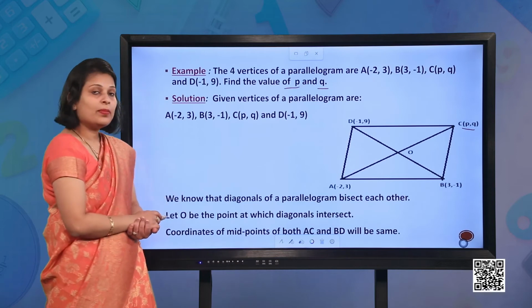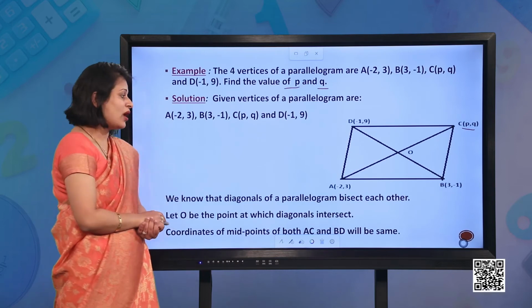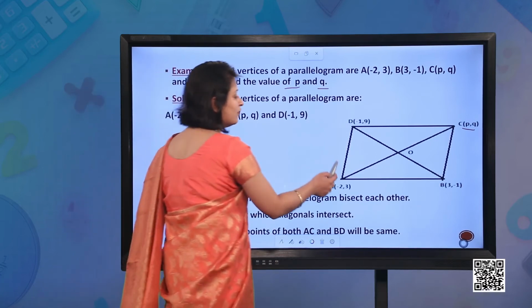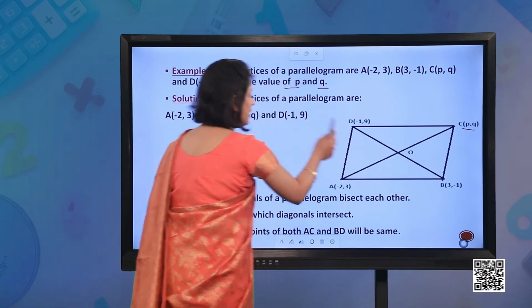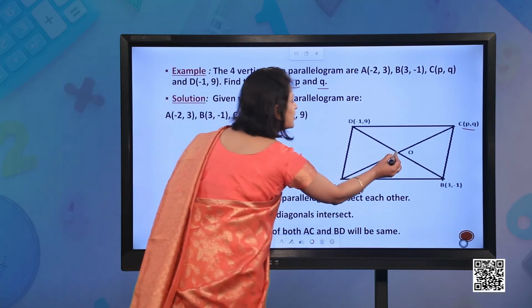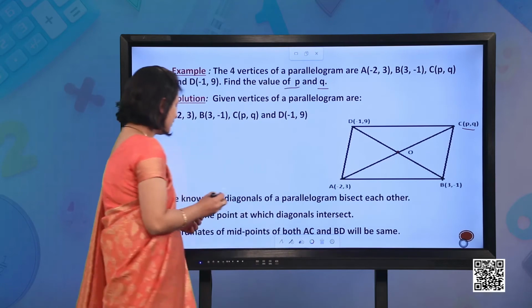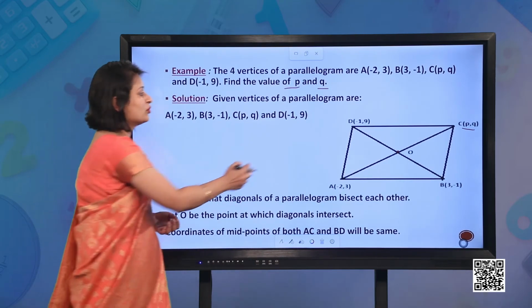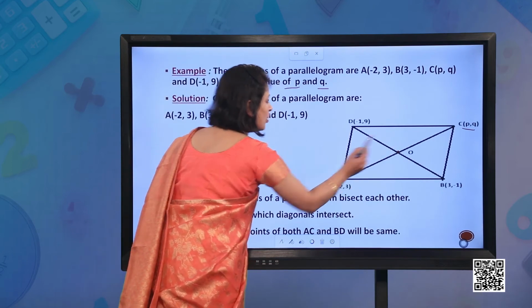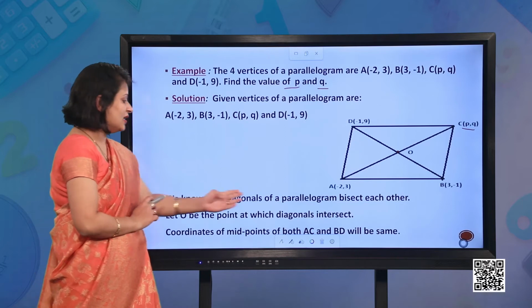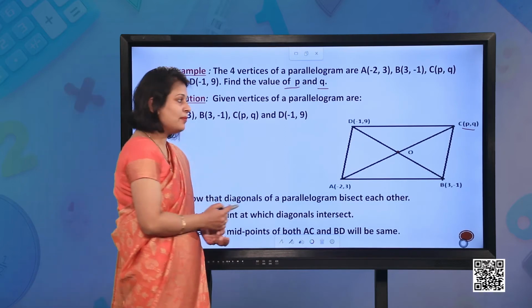Now as you know, the diagonals of a parallelogram bisect each other. So what are the diagonals over here? AC and BD. So let O be the point, this is O. So O is the point at which the diagonals intersect. Both the diagonals are intersecting at point O. So the coordinates of the midpoint of AC and BD will be the same.